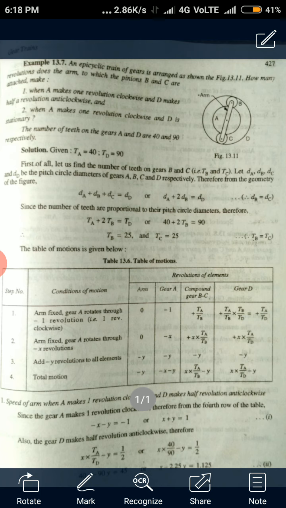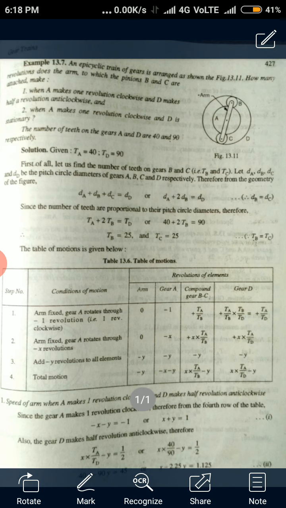So using the speed ratio for gear B and C, NA by NB equal to TB by TA. So NA equal to 1. Okay, so what you can write is the speed of compound gear BC is TA by TB. Why is it positive? Positive because gear A rotates clockwise, negative, but B rotates anti-clockwise. So that's why it is TA by TB.